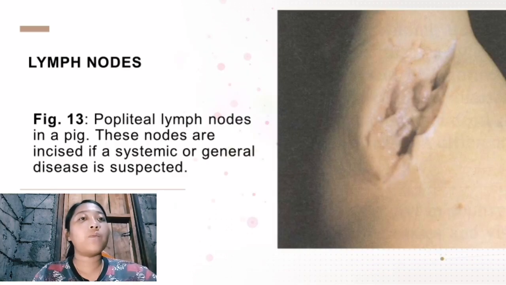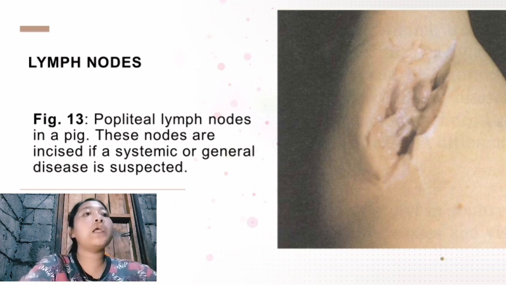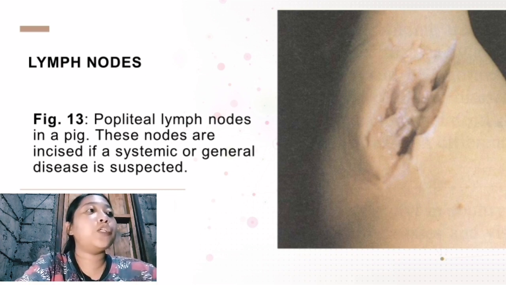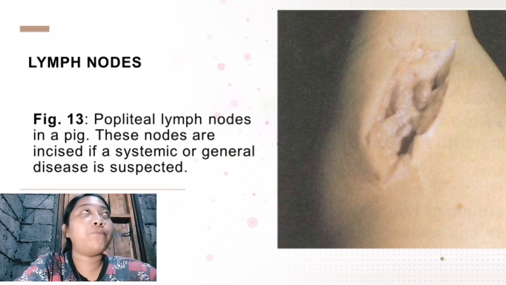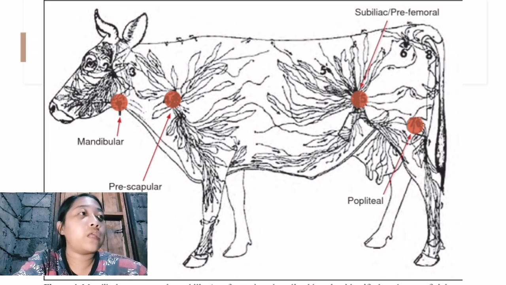Figure 13. Popliteal lymph nodes in a pig. So these nodes are incised if a systematic or general disease is suspected. So ang popliteal lymph nodes is i-general yun siya examine kung naay disease nga makita sa examination sa pig. The example of the area of the popliteal lymph nodes of the livestock.